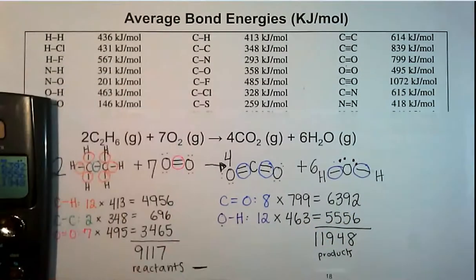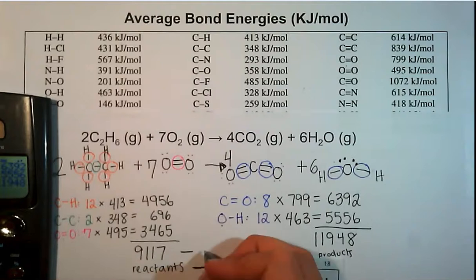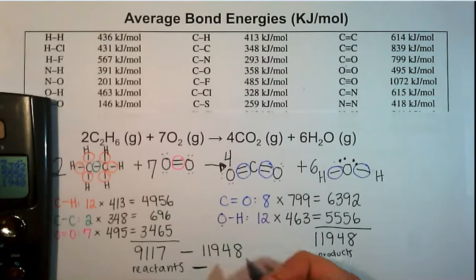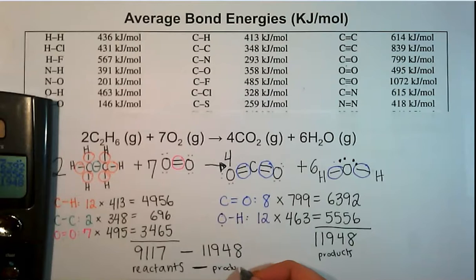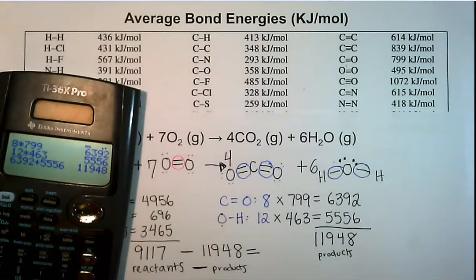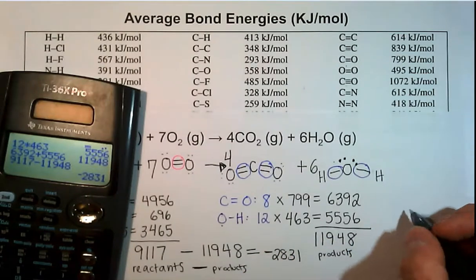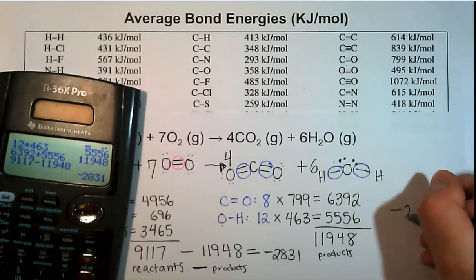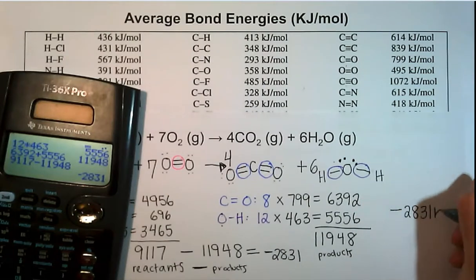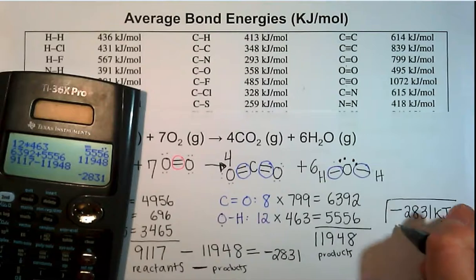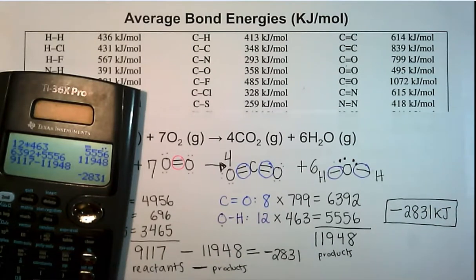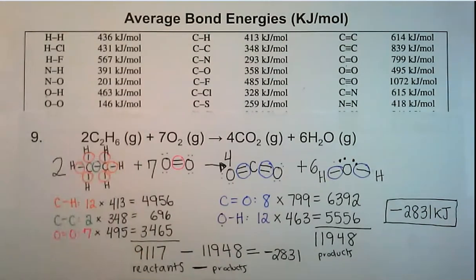Now let's move that over here. Reactants minus products minus 11,948. That'll give me my final answer. So let's see. 9,117 minus 11,948 gives me negative 2,831 kilojoules. I'm going to move that answer over here so I have room to write it. Negative 2,831 kilojoules. That is my final answer here.